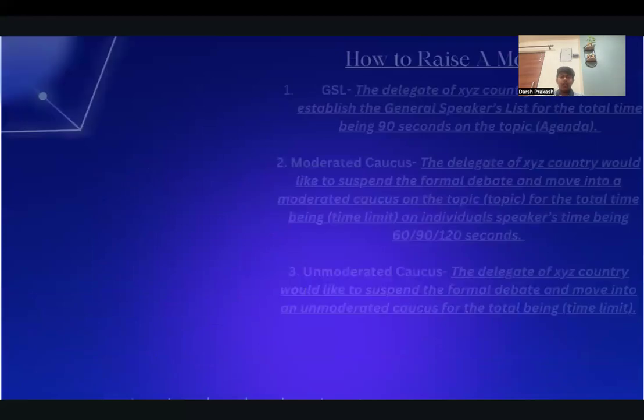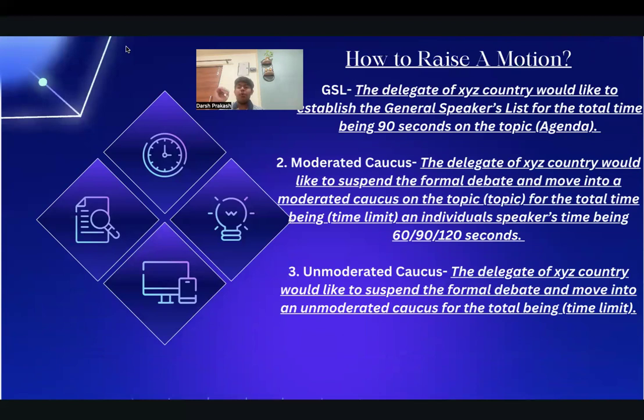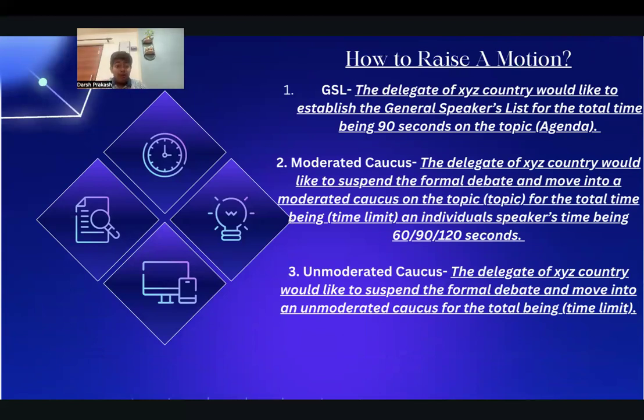Okay, now how to raise a motion. So this is very important. Before speaking for the GSL, it's not as if, okay, I feel like speaking in the GSL, so I'll speak. No, that's not the case. What happens is that the executive board will say the EB is looking for a motion to establish the general speakers list. Are there any motions on the floor? Then you have to raise your virtual hands. Okay. And then the EB will recognize you by the name of your country.